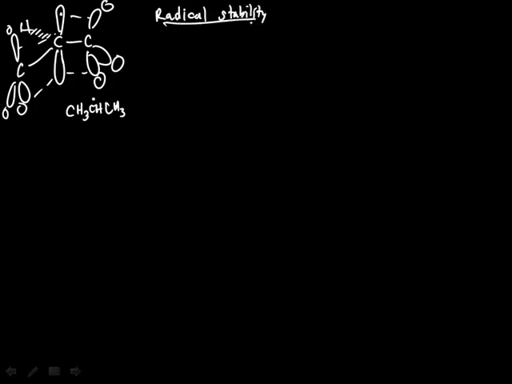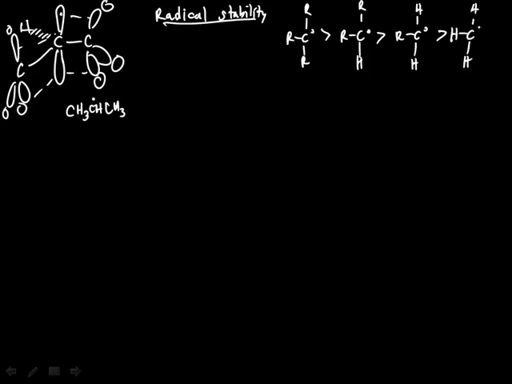And we can see that the tertiary radicals, the ones where we have carbon attached to 3 different carbon groups, are the most stable ones. Then the secondary radicals are the second most stable. And then primary radicals follow. And finally the methyl radical is the least stable. Okay? So this would be tertiary, secondary, primary, and methyl.